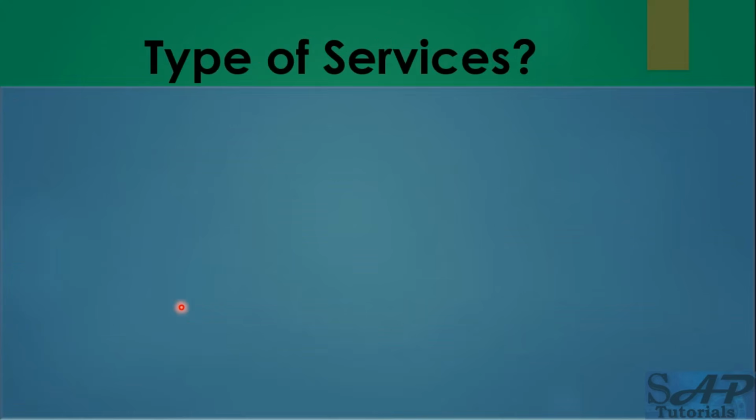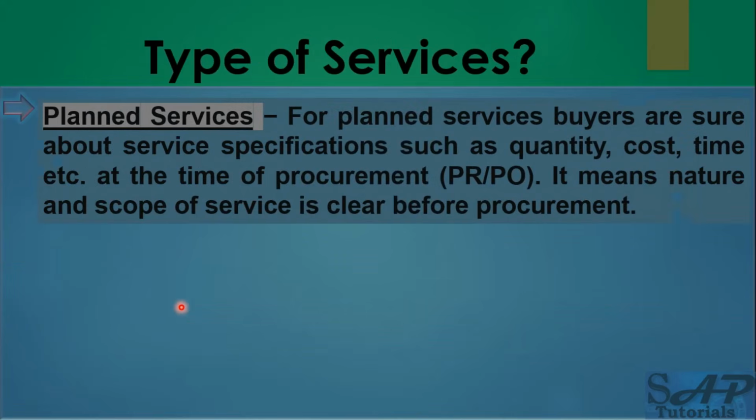Types of services: there are basically two types of services. One is planned services. For planned services, the buyer, the company or organization that is taking the services, is sure about the service specifications like quantity, its cost, or maybe required time, or other specifications at the time of procurement. Meaning while creating the PR or PO, the nature of the scope is clear before procurement.